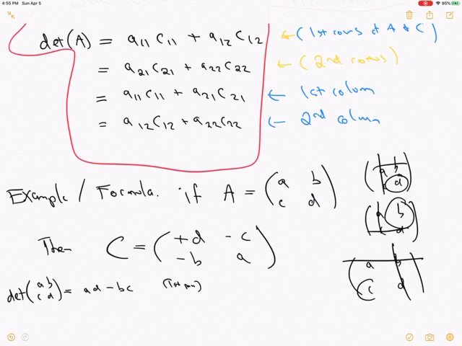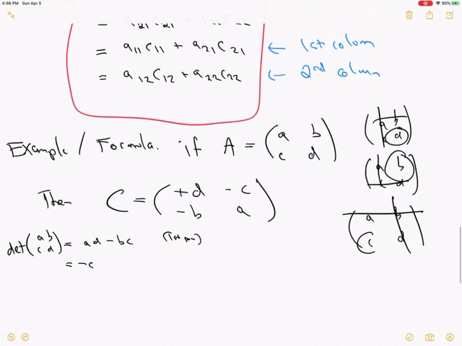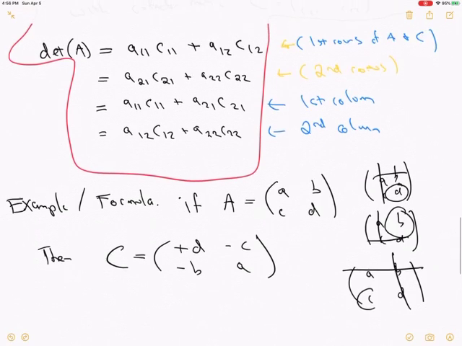If we go across the second row, then we get minus CB plus AD, I miswrote that. Let me back it up here. So the formula is all right here.